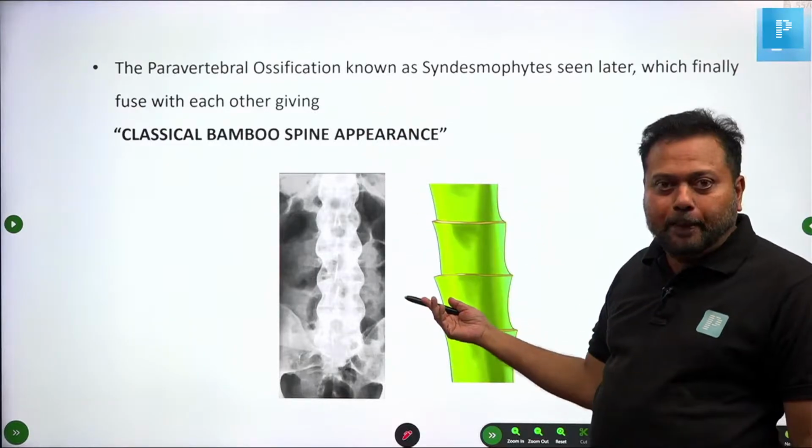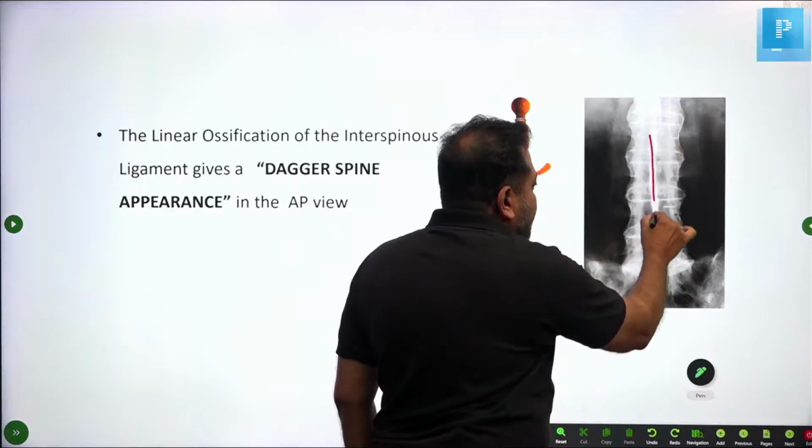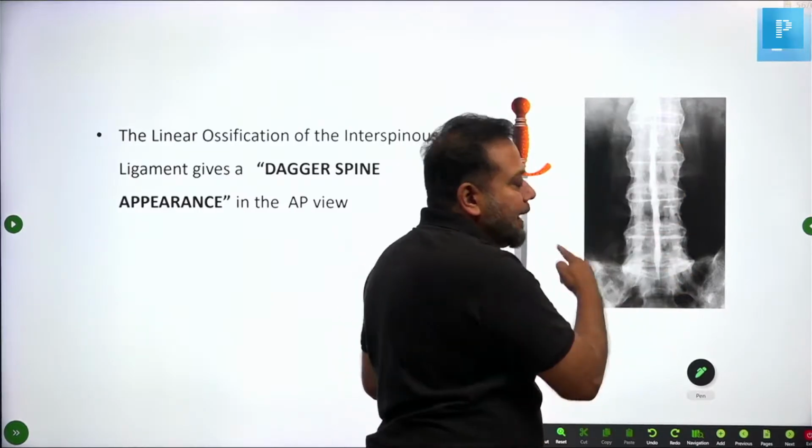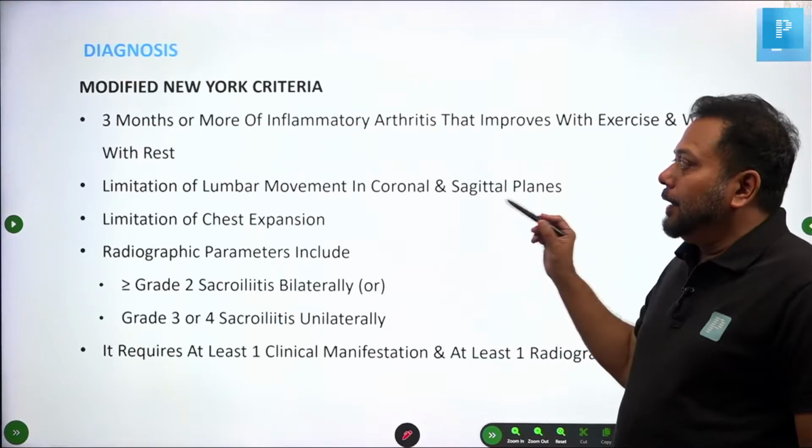And the paravertebral area, everything will go. This is called bamboo spine, and this is the spinal ligament. The anterior spinal ligament is ossified, looks like a dagger, so it is called dagger sign. This is dagger sign.